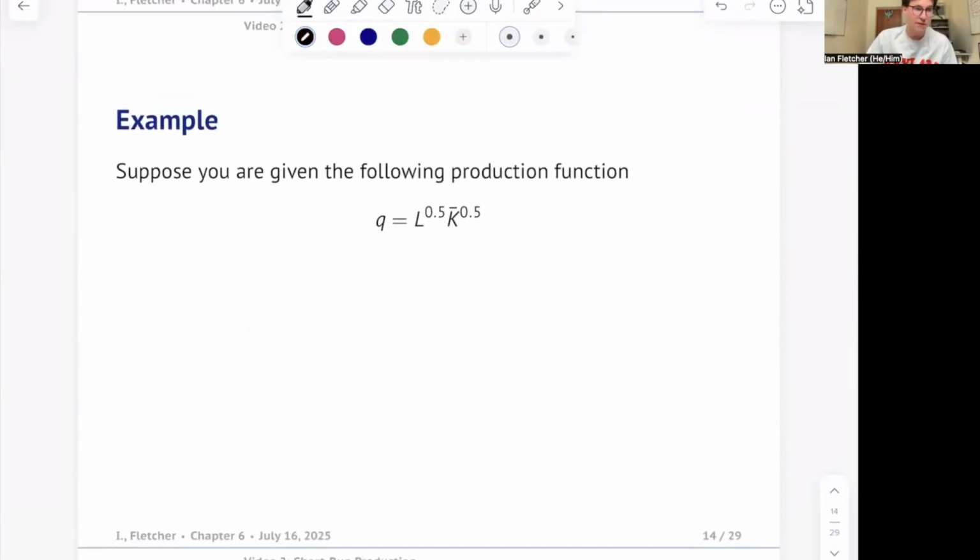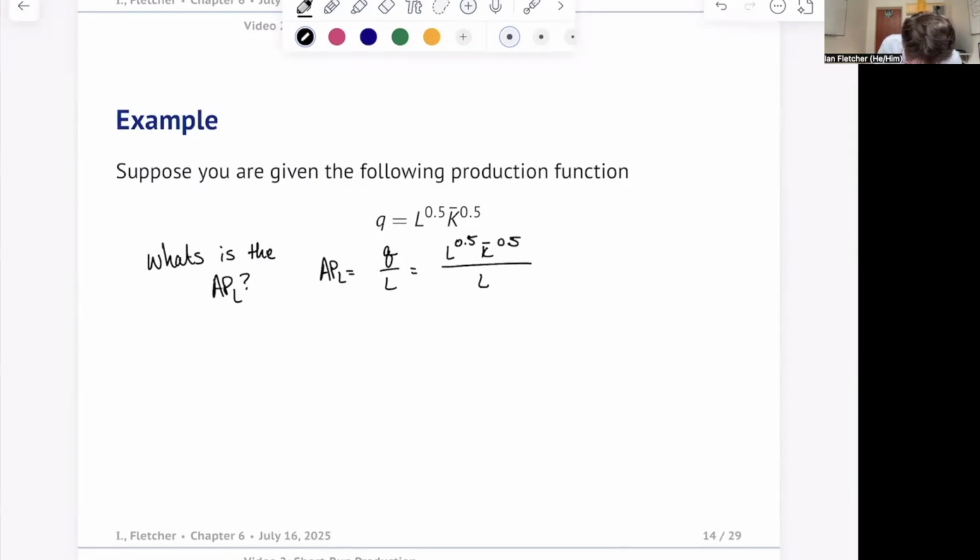So suppose we were given the following production function, right? We have Q is equal to L to the 0.5, K to the 0.5. What is the MPL? I mean the APL. Well, if we remember, the APL was Q over L, and we know that Q is this over L, and so we have K bar over L all to the 0.5.